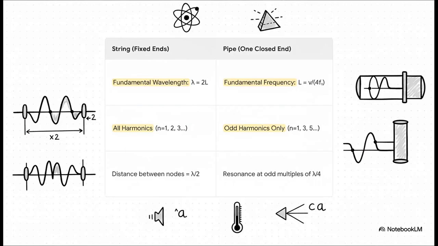So this is a big one, comparing standing waves. On a guitar string, it's fixed at both ends. The simplest wave you can make, the fundamental, has a wavelength that's twice as long as the string, and you get all the harmonics, the first, second, third, and so on. But with a pipe that's closed on one end, like a bottle, the physics changes. The rules are different. You get a totally different relationship for the fundamental, and you only get the odd harmonics, the first, third, fifth. It's a critical distinction to remember.